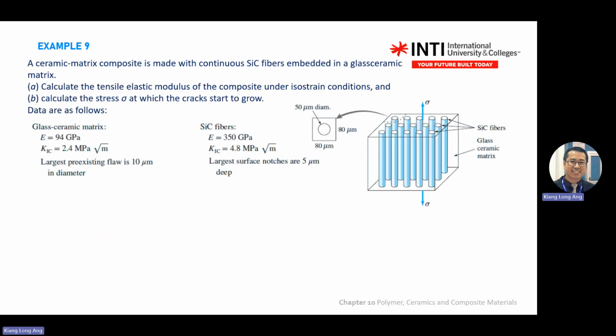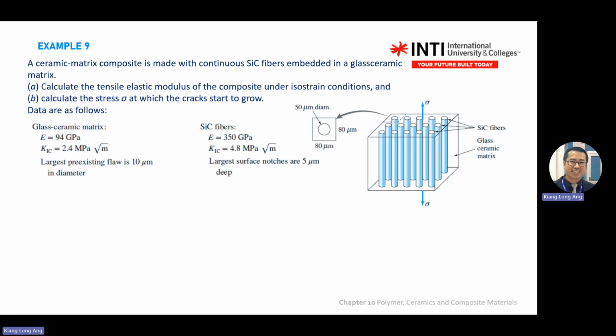So this is another example, to see whether you understand or not. You are given a composite with a fiber and a matrix, both properties given. Calculate the tensile elastic modulus, capital E, of the composite under isostrain again, and calculate the stress at which a crack will grow.